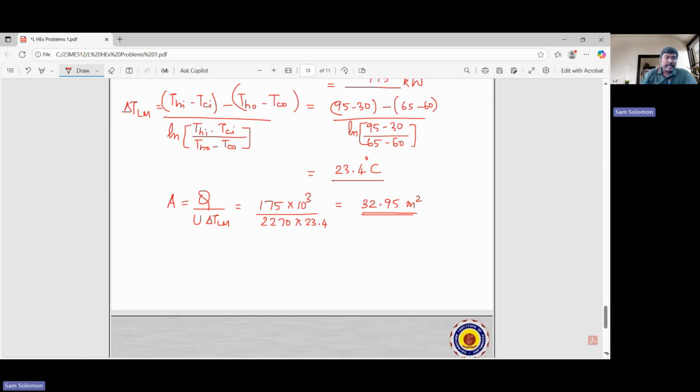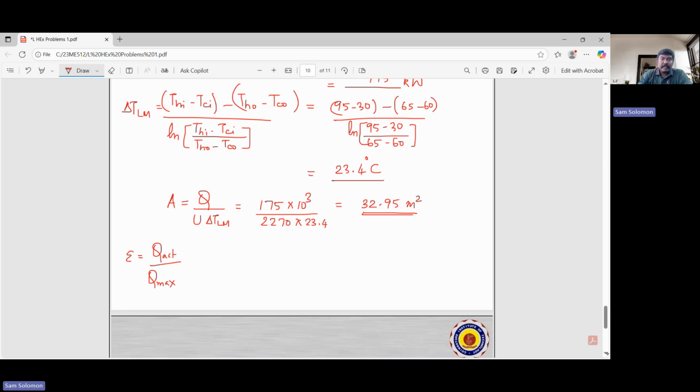The second part is effectiveness. So the definition of effectiveness is going to be equal to Q actual divided by Q maximum. So the definition is what is the actual heat transfer to the maximum possible heat transfer. So that is going to be your effectiveness.